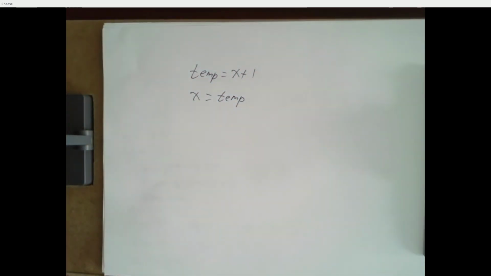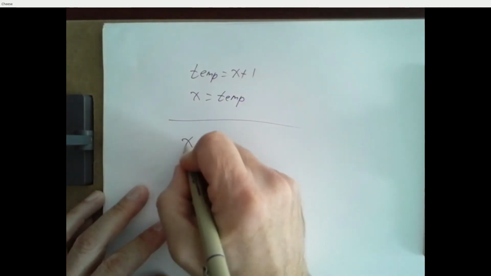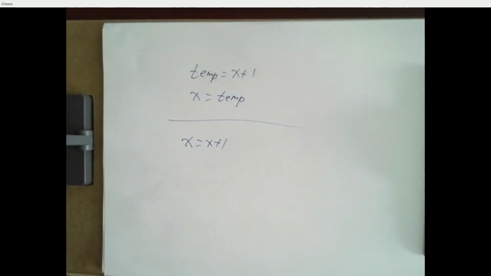Right, temp equals x plus 1, x equals temp. So what's the effect of these two instructions? Well, pretend it's C. It's just incrementing x. It's incrementing x, right? So you can do this like x equals x plus 1.